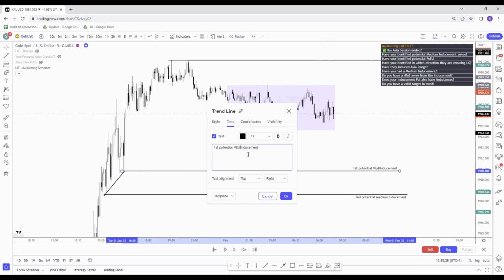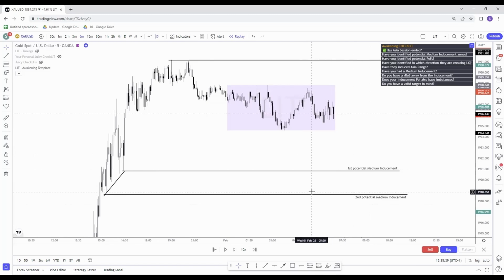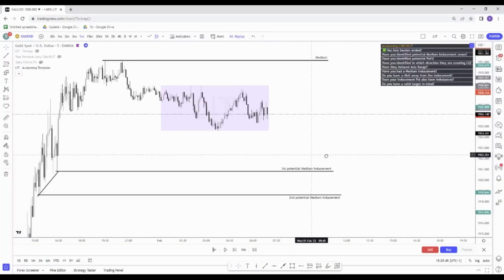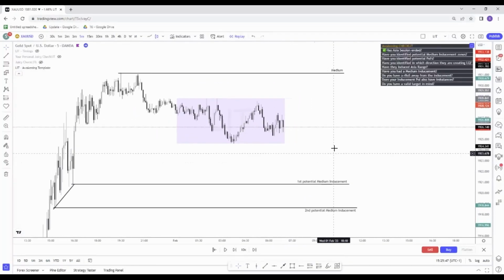I'm going to write medium inducement. Not sure what's going on there with my spelling all of a sudden. So we have two potential medium inducement zones. So one to the high side as well. Potential second one, potential first one. We're going to play out the story in steps.